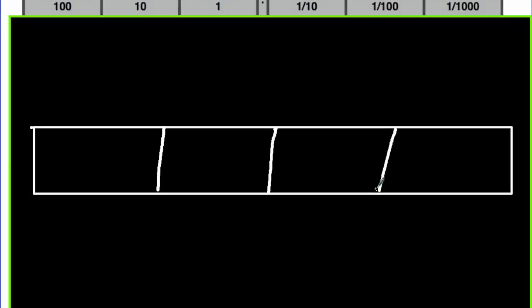So what does one of the boxes equal? What is one of these going to be? How much is it going to be worth? What am I going to write up here? What equation am I going to write? Number 3, is it?